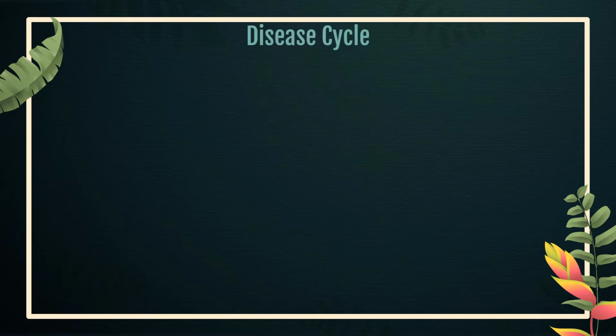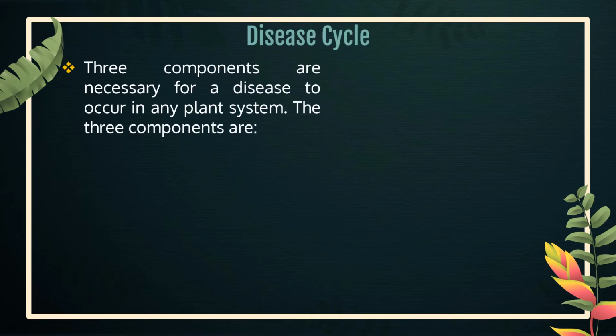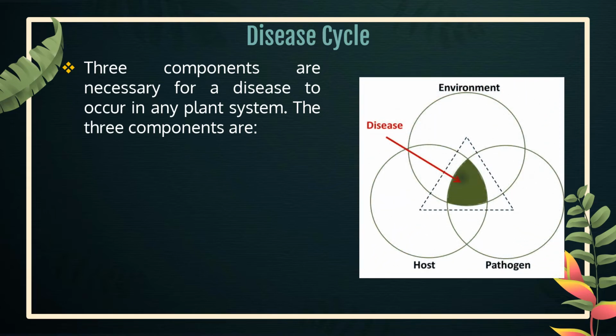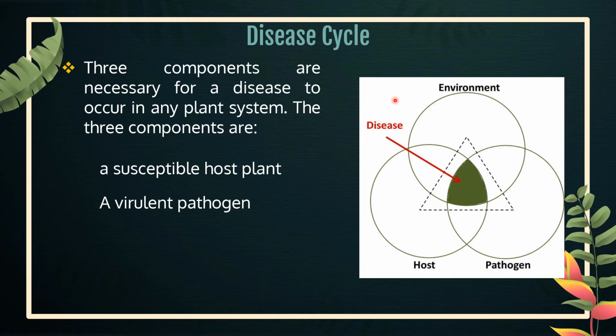Let's see more about the disease cycle. The disease cycle comprises three components which should be balanced to cause a disease. The three components are the host plant, the virulent pathogen, and the favorable condition. If these three components are present at the same time, a disease will occur: a susceptible host plant is in intimate association with a virulent plant pathogen under favorable conditions.